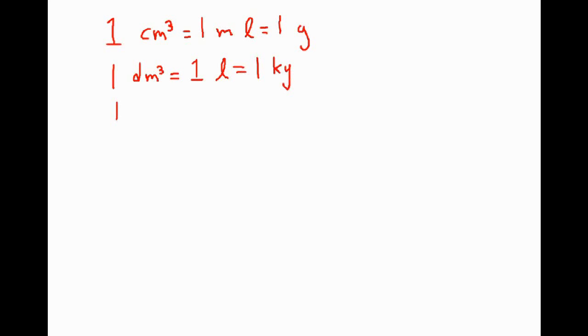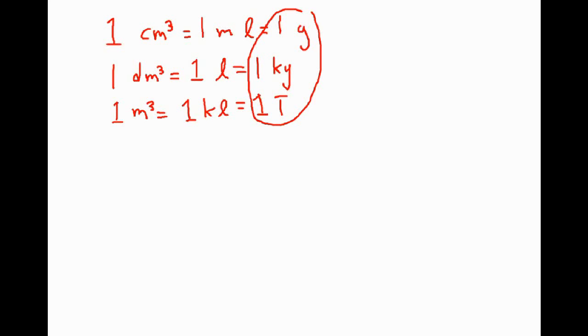If I have 1 meter cubed, that means I have 1,000 decimeters cubed. And if I have 1,000 decimeters cubed, I have 1,000 liters. And 1,000 liters is the same as 1 kiloliter. A kiloliter is the same as 1 metric ton of water. So it's important to note all of these units of mass are for water only.